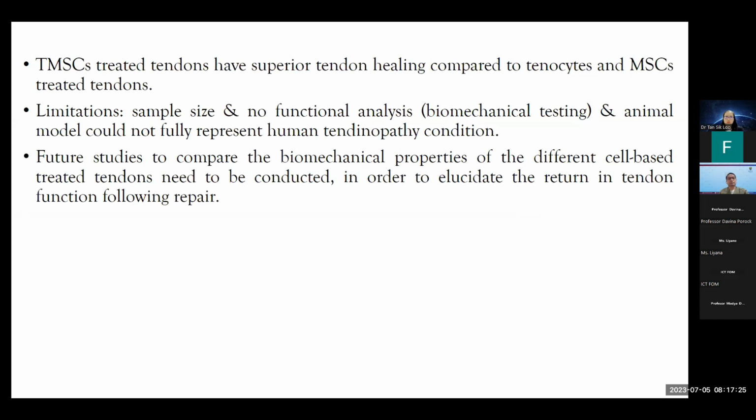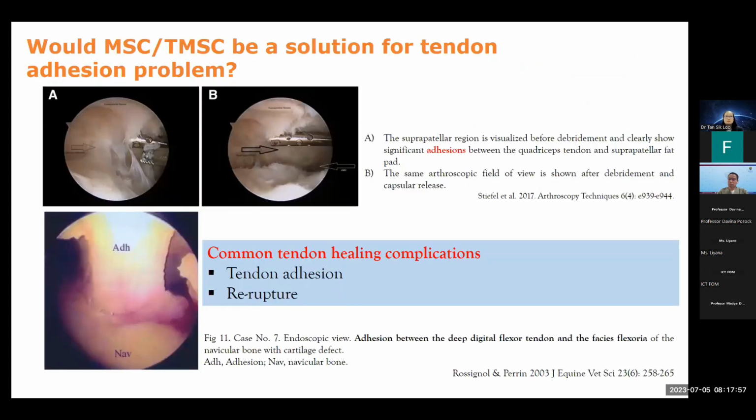The limitation of our current work is the small sample size, and because of the small sample size, we were not able to include biomechanical testing to evaluate the function, the regain of function of the tendon post repair. So future studies should include biomechanical testing for the different cell-based treated tendons, in order to elucidate the regain of function in the tendon following repair.